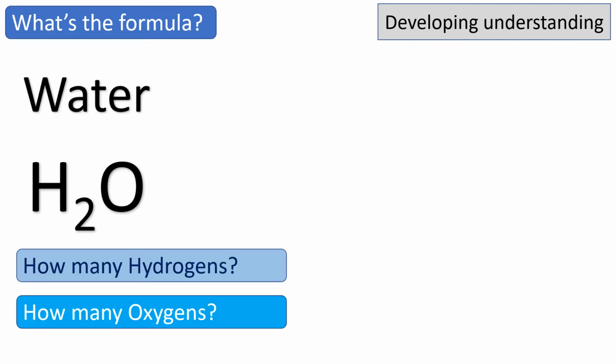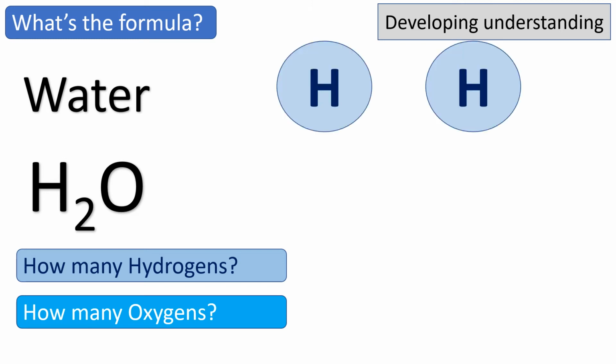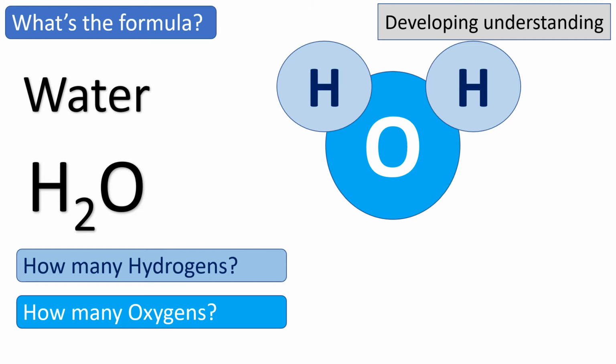So let's take a step back. What if you just had the formula? So here's a well-known formula, water, H2O. What does that tell you about the atoms in that molecule? How many hydrogens do I have? Well, I have H2. That 2 belongs to the hydrogen. I have 2 hydrogens. And how many oxygens? There's no number next to the oxygen, so it's just 1.